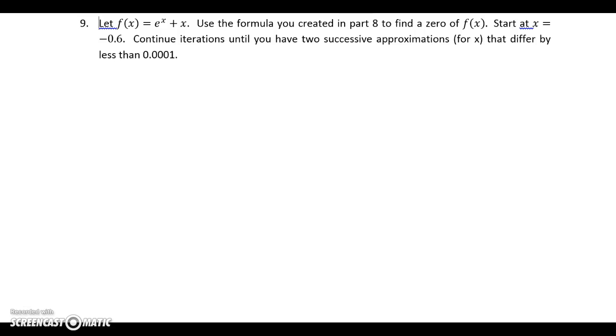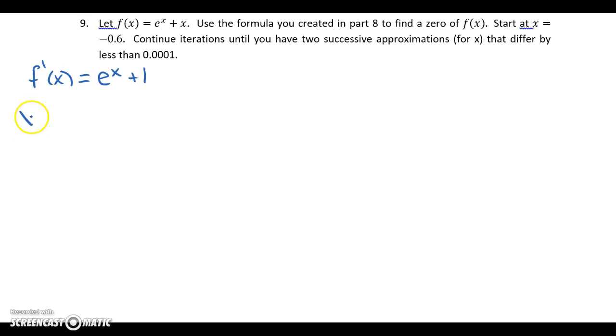We know that with Newton's method, we need both the function and the derivative of the function. So the first thing we should do is find f prime of x. The derivative of e to the x is e to the x, and the derivative of x is equal to 1.